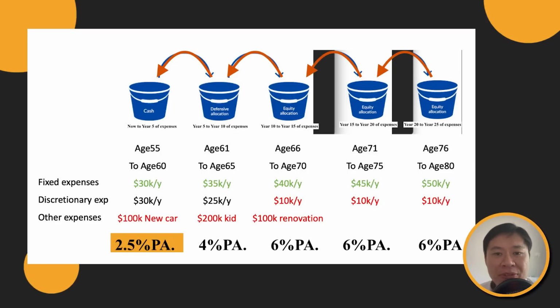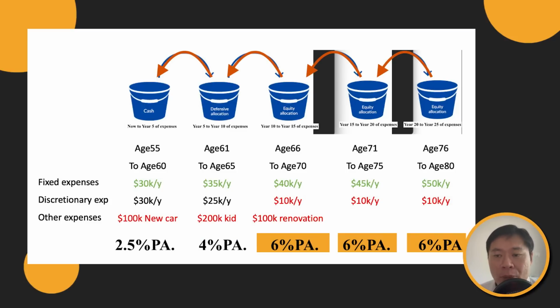In that case, CPF OA pays 2.5% already. Then for the defensive bucket, imagine this to have more bonds, whether it's short duration bonds or high yield bonds. This bucket should not be too volatile and hopefully can deliver you 4% per annum. Last but not least, for buckets 3, 4, 5, which is the equity allocation buckets, these should get 6% at least from the equity markets.